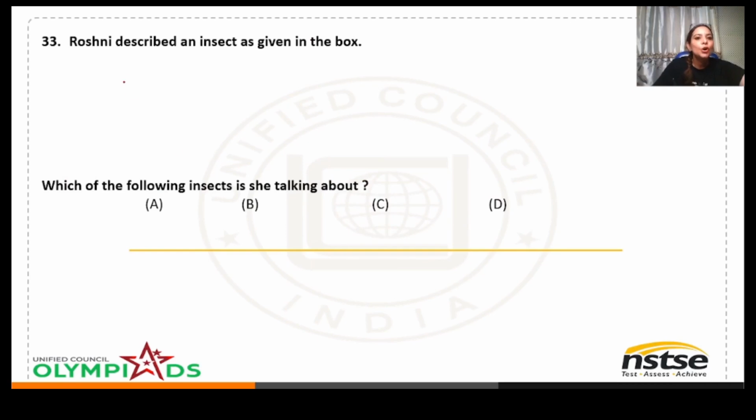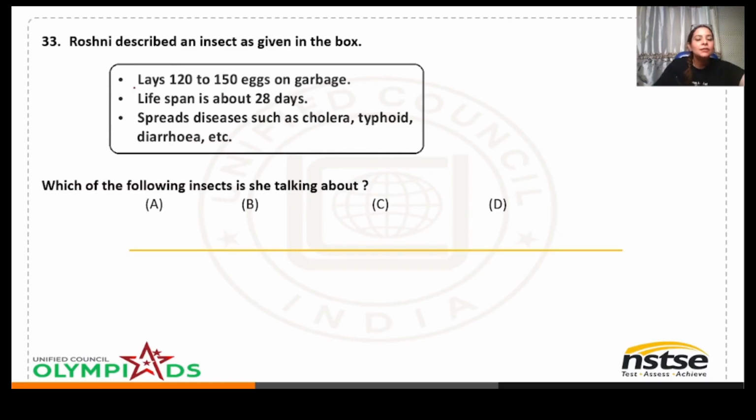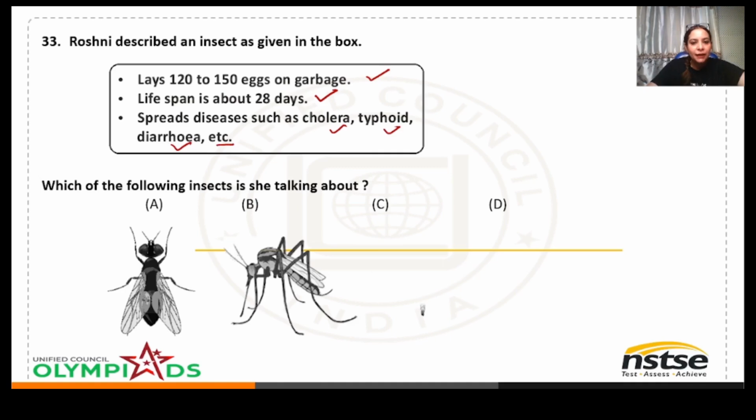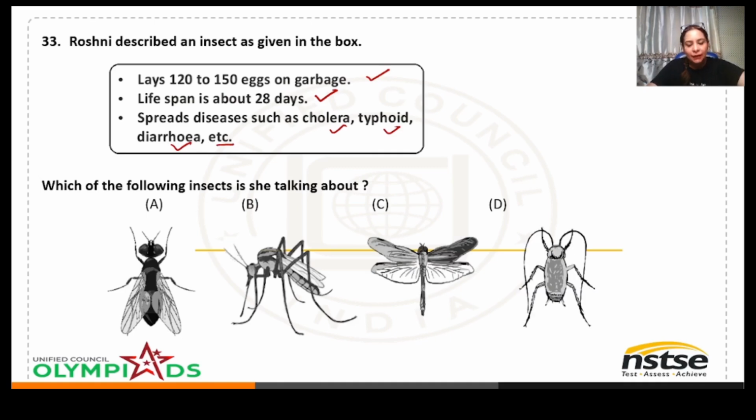Next question says, Roshni described an insect as given in the box. Okay, so it is said that Roshni is talking about some insect which lays 120 to 150 eggs on garbage. Okay, and its lifespan is about 28 days. That means that particular insect lives for 28 days. Spreads diseases like cholera, typhoid, diarrhea, etc. So which of the following insects is she talking about? Option A, option B, option C, and option D.